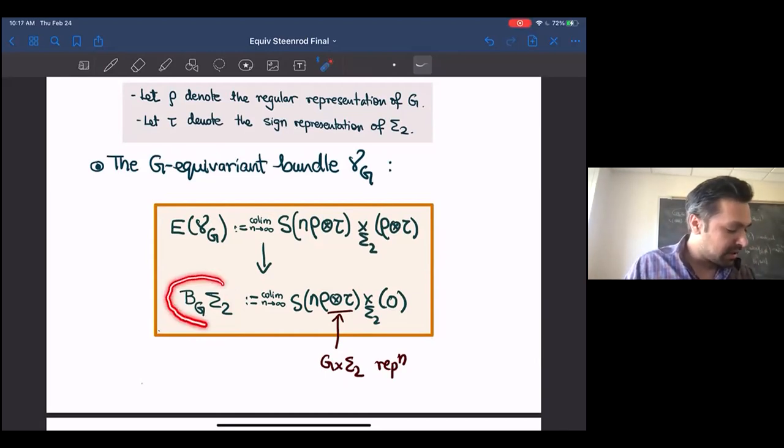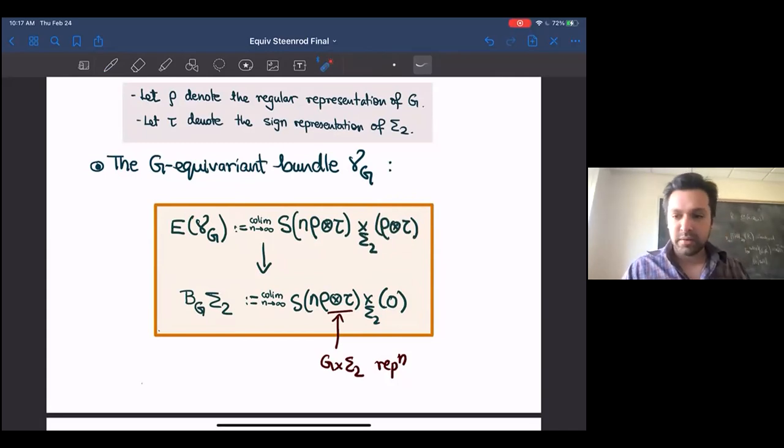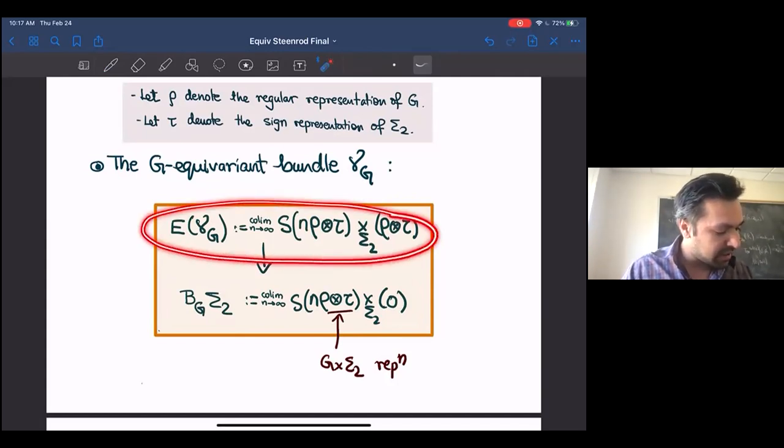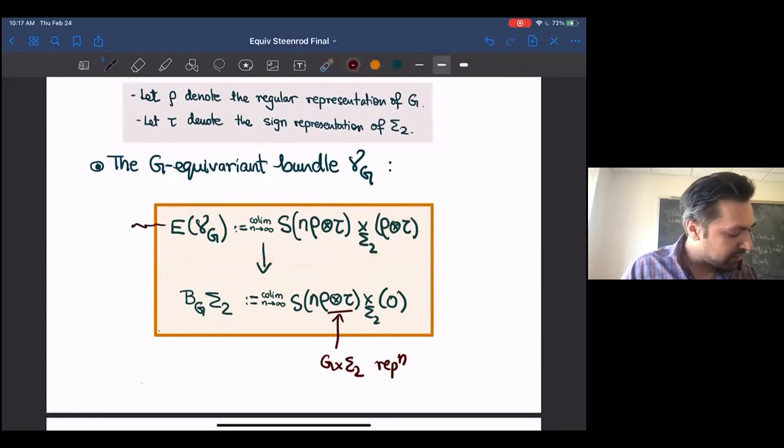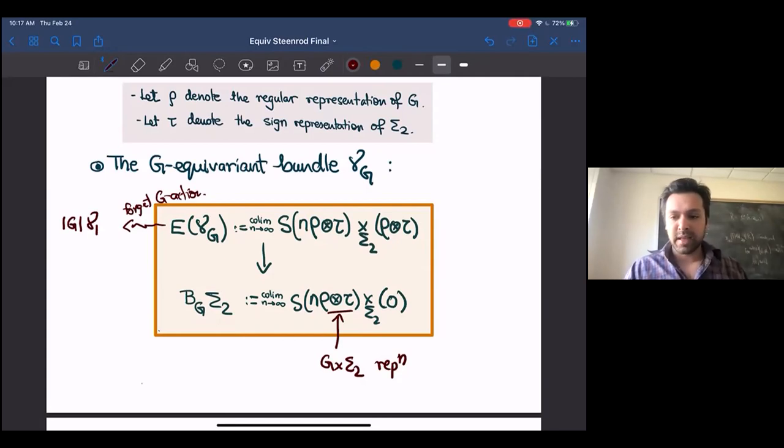Now, over this G-equivariant analog of RP infinity, I'm going to construct a total space, which I'm denoting by EG sigma, by taking the exact same colimit. Instead of using the zero vector space, I'm going to use the G cross sigma 2 representation, which is nothing but rho tensor tau, the regular representation of G tensor the sign representation. So if you forget the G action completely, that is, you restrict to the trivial group, then you're going to get the order of G fold direct sum of the tautological line bundle over RP infinity. And this has been equipped with some action of G.